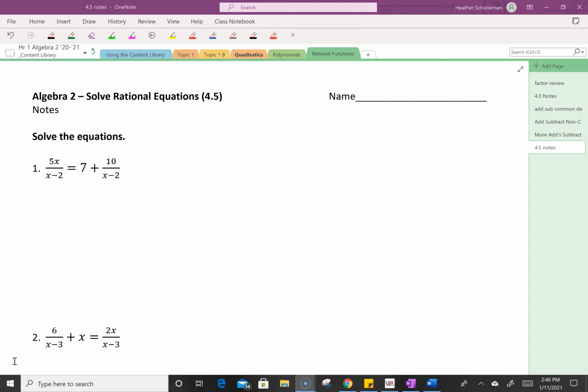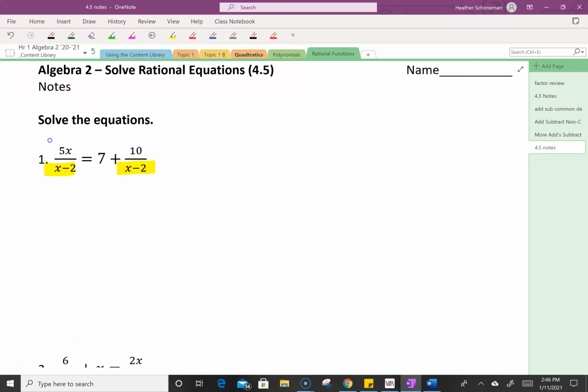So to solve these rational equations, which are equations with fractions in them, we are going to clear the fractions. The first thing we do is look at the denominators. The only thing that I have in the denominator is x minus 2. And since it's the same thing in every denominator, that's what I'm going to use to clear the fraction. So I'm going to multiply each term by x minus 2.